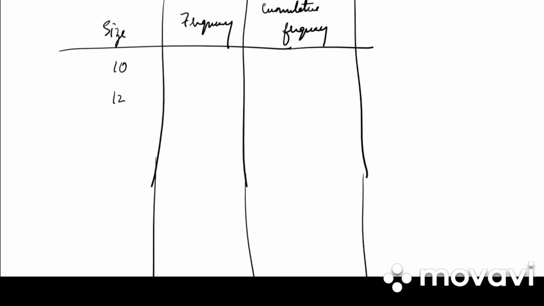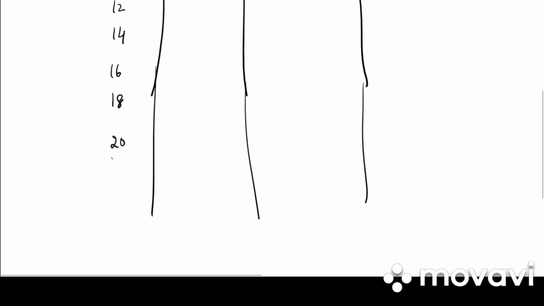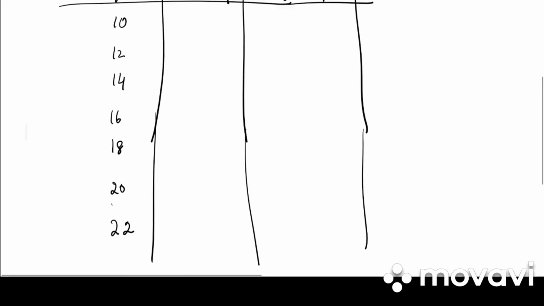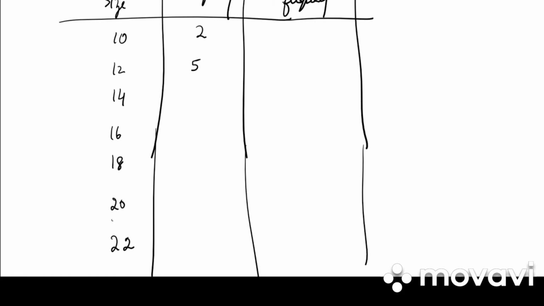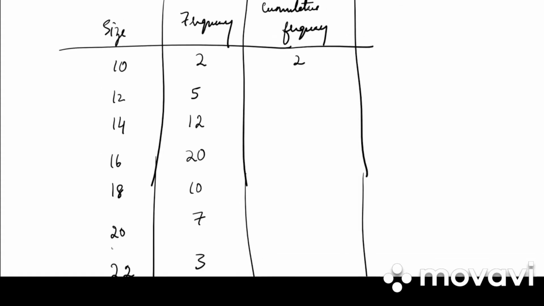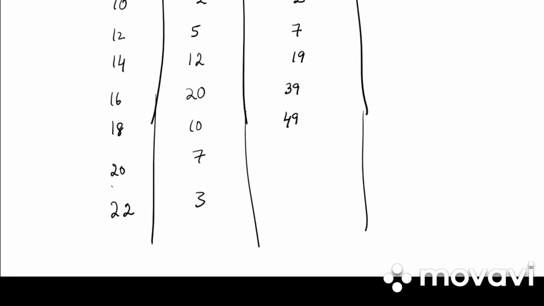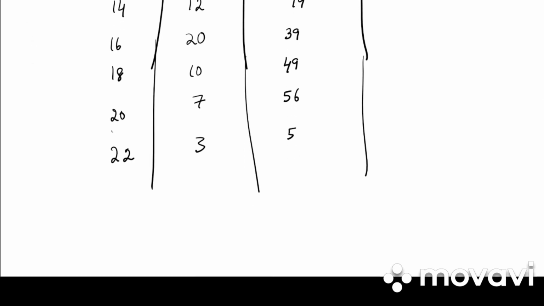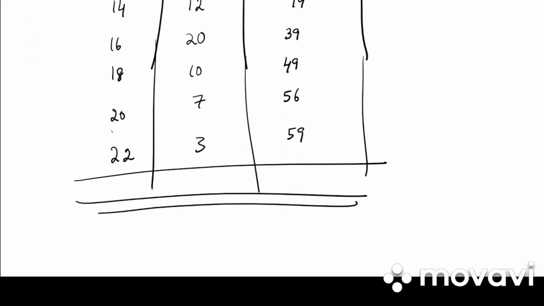So size 10, 12, 14, 16, 18, 20, 22. Frequency 2, 5, 12, 20, 10, 7 and 3. So cumulative will be 2, 5 plus 2 is 7, 12 plus 7 is 19, 19 plus 20 is 39, 39 plus 10 is 49, 49 plus 7 is 56, 56 plus 3 is 59. N is 59.